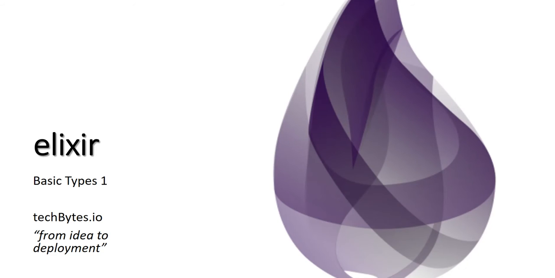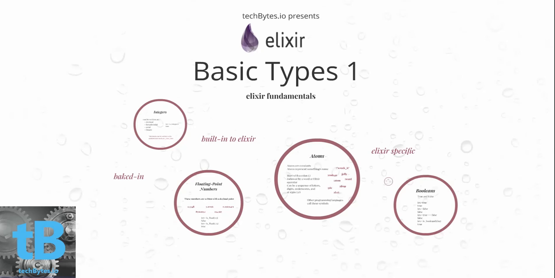In this episode, we will begin our review of the basic types in Elixir. We will discuss integers, floating points, atoms, booleans, and strings. Let's get started. Alright, so let's dive into our basic types.